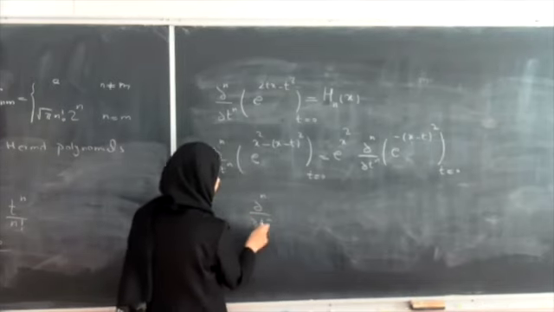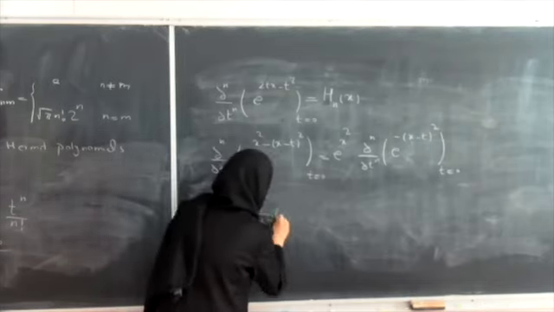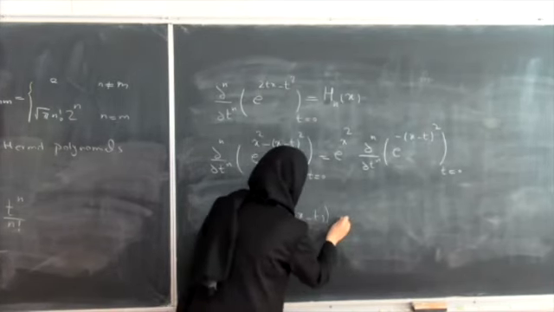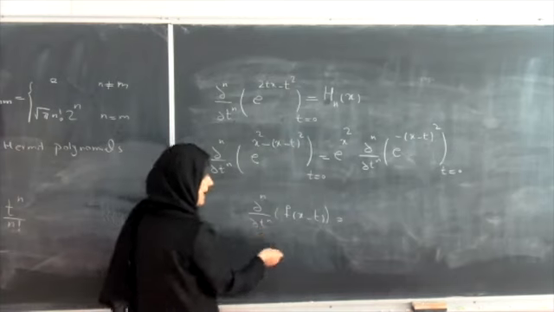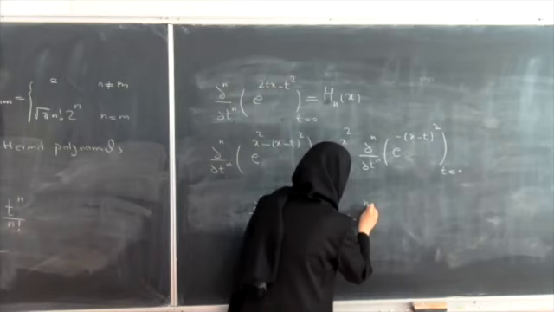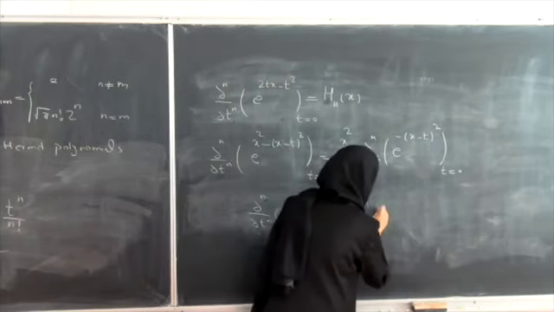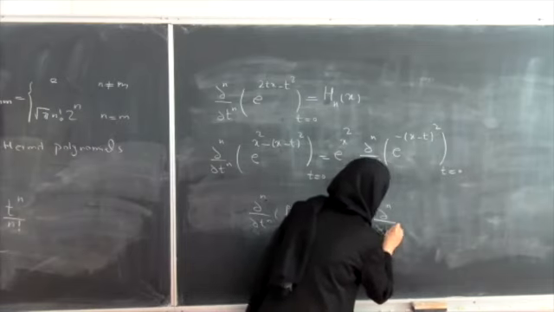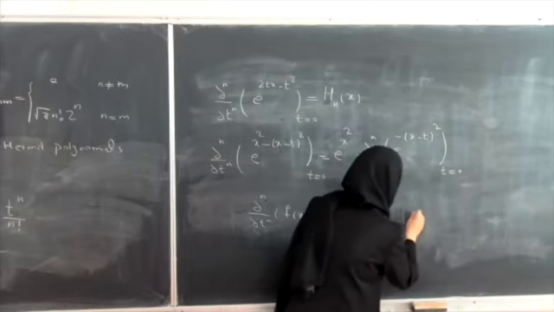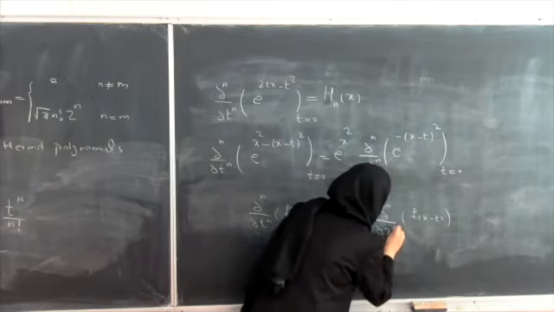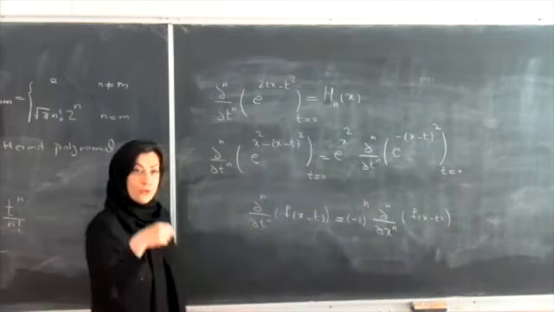The nth partial derivative of f(x - t) with respect to t^n equals (-1)^n times the nth partial derivative of f(x - t) with respect to x^n.